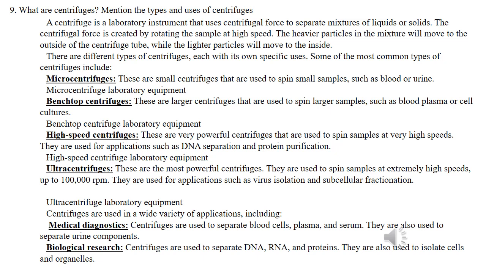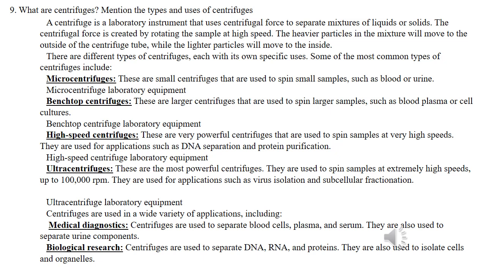The heavier particles in the mixture will move to the outside of the centrifuge tube, while the lighter particles will move to the inside. There are different types of centrifuges, each with its own specific uses. Some of the most common types of centrifuges include microcentrifuges. These are small centrifuges that are used to spin small samples, such as blood or urine.